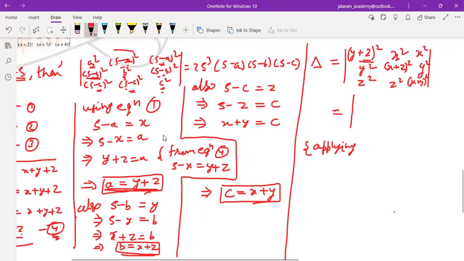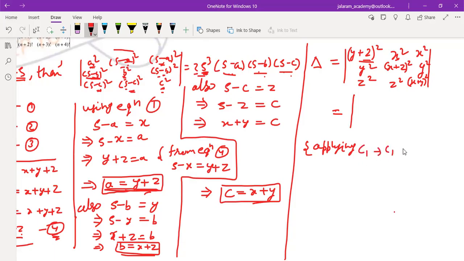So there will be s, and we have to bring 2s cube into s minus a into s minus b into s minus c. Since we are discussing in the form of x, y, z, in place of s cube there will be x plus y plus z whole cube, and in place of s minus a, b, c, x, y, z. Means we have to prove 2xyz into x plus y plus z whole cube finally. And this is one of the steps towards this.